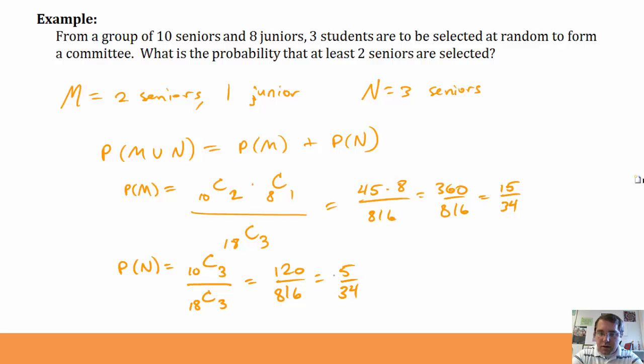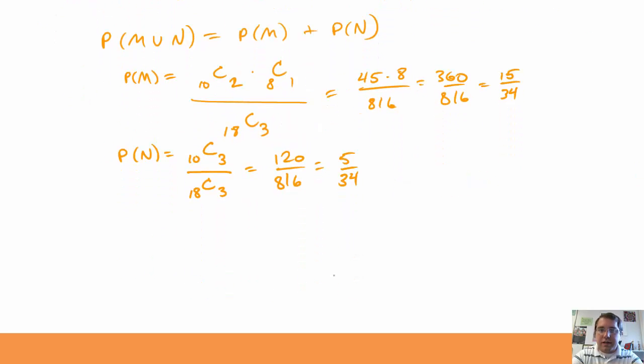All right, so then the probability that I'm actually seeking, the probability of at least 2 seniors, is the probability of M union N, which is the probability of M, which is 15 over 34, plus the probability of N, which is 5 over 34. 15 over 34 plus 5 over 34 is 20 over 34. 20 over 34, of course, simplifies to 10 over 17.